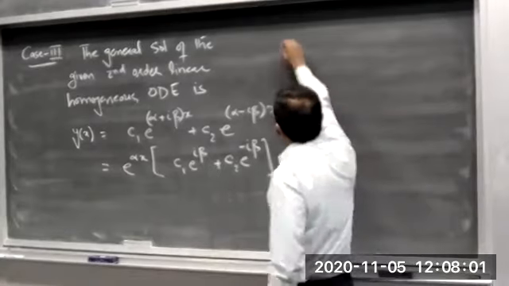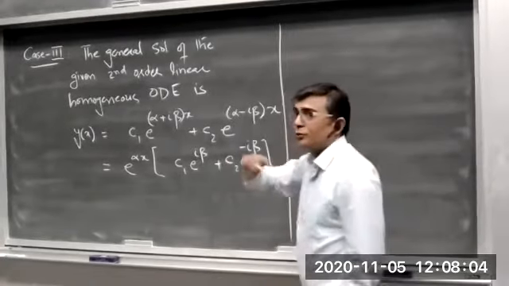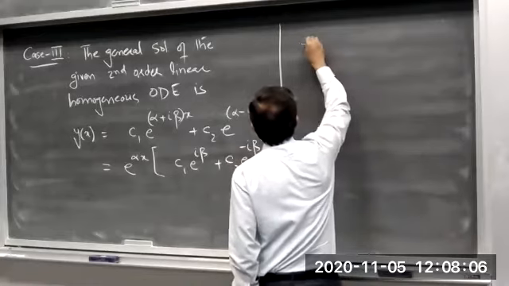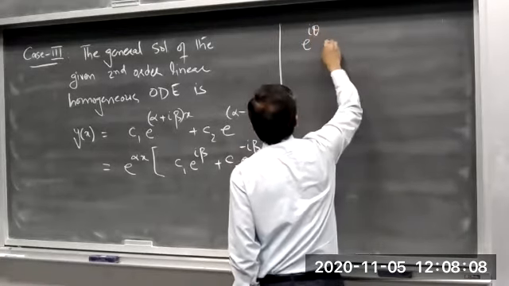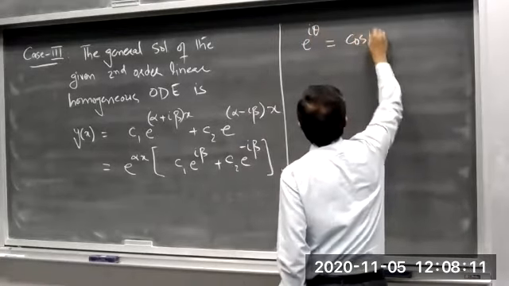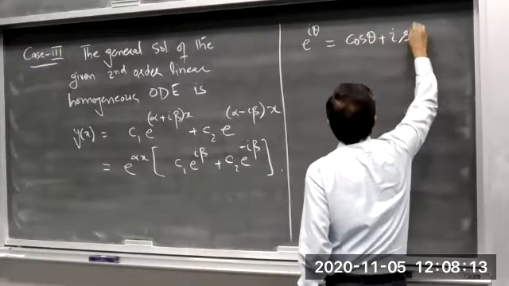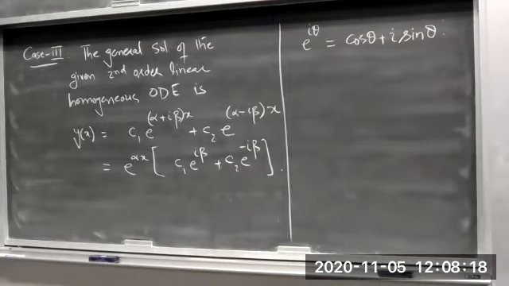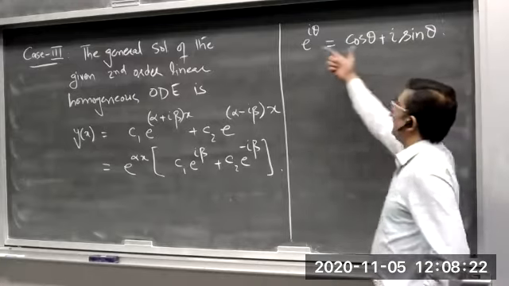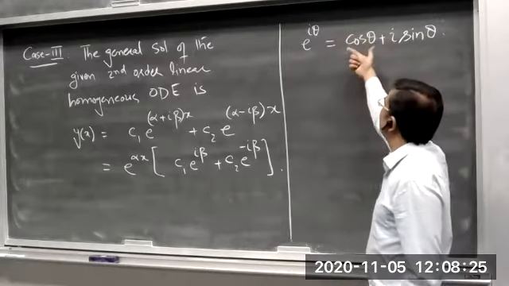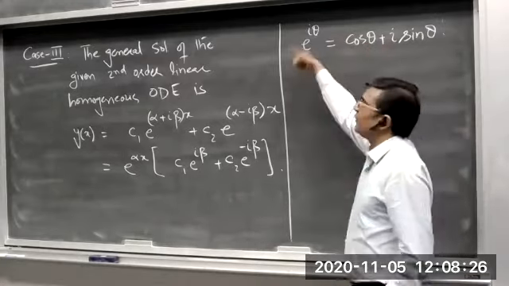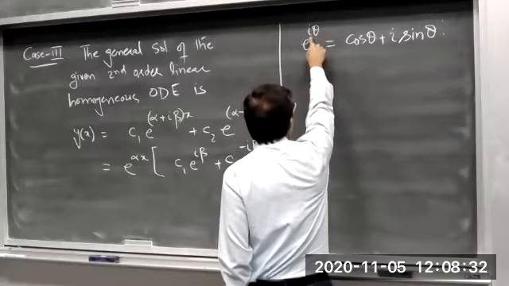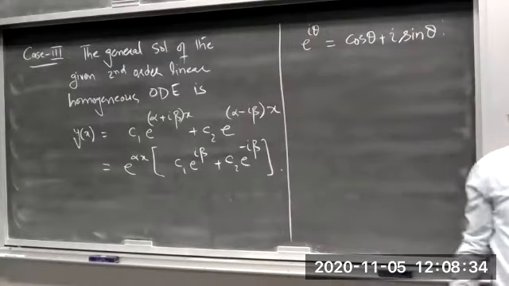Now, we know that e raised power iota theta can be written as cosine of theta plus iota sine theta. This is an identity which relates the cosine, sine, and exponential functions, where we have iota in the exponent of the exponential. I hope you know this identity.